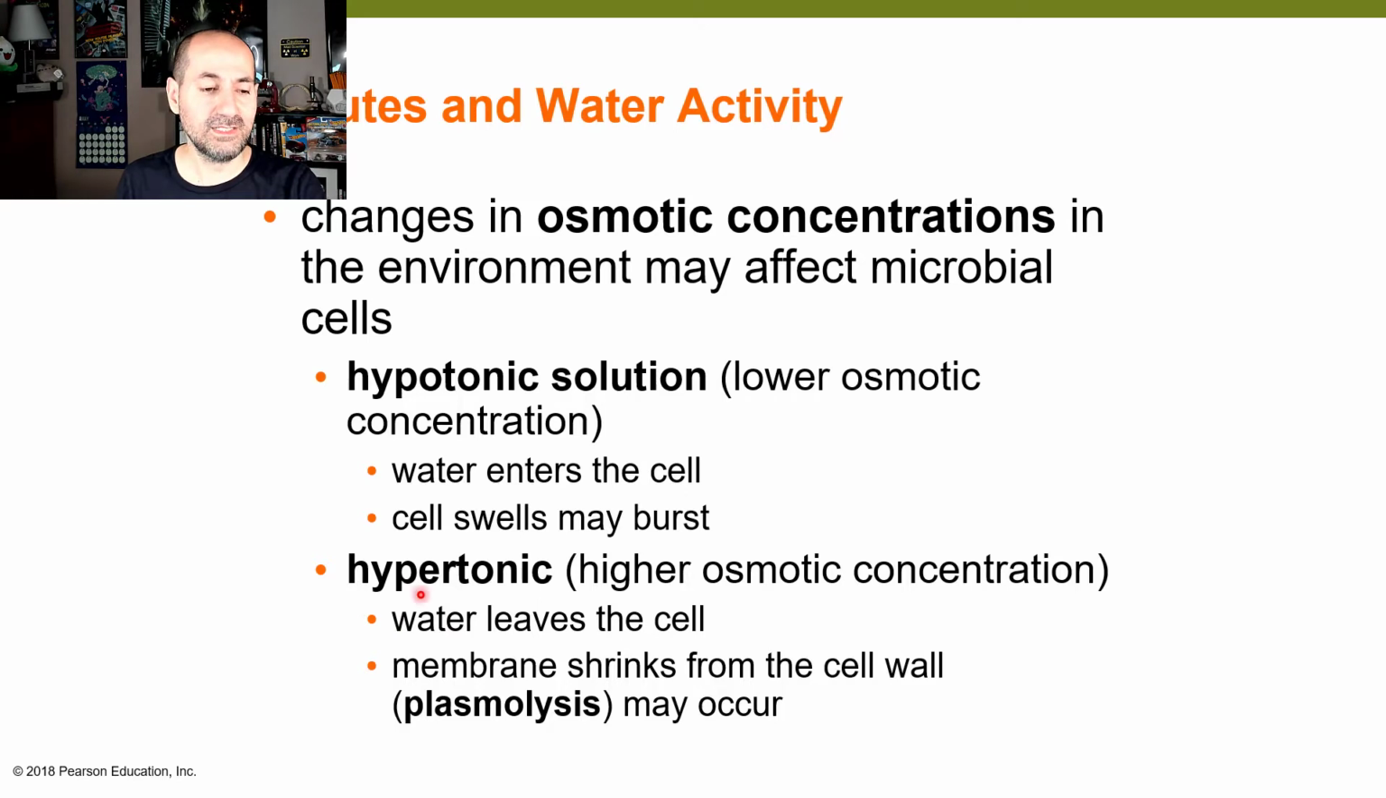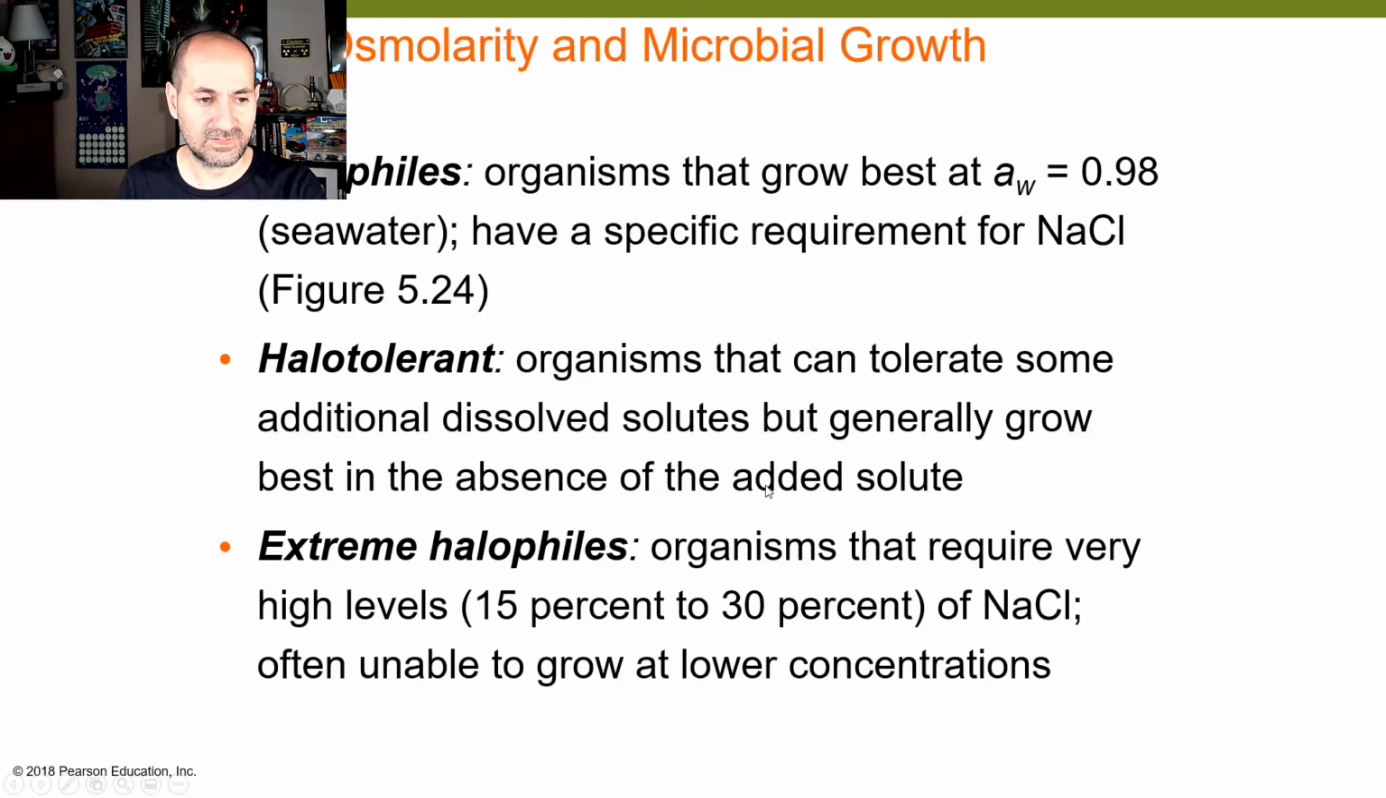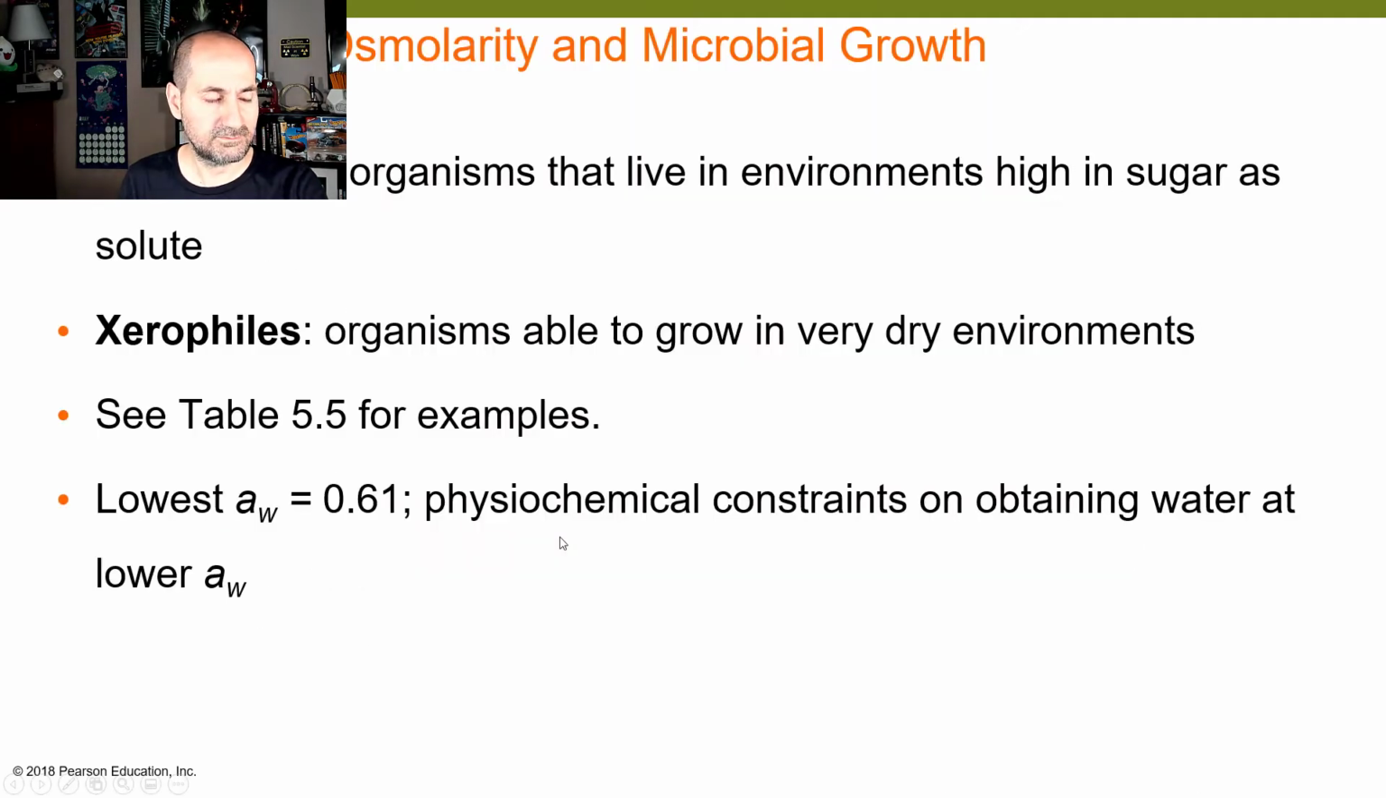Whereas conversely, hypertonic solutions mean a higher osmotic concentration solution. So let's say I put my bacterium in high salt water. Well, in this case, water will leave the cell through osmosis, and this causes the membrane to shrink away from the cell wall. This is called plasmolysis. So please know that for the exam. You should know that halophiles are organisms that grow best at a little bit lower water availability, like seawater. Halotolerant organisms, you should know the definition of that. Extreme halophiles, please know the definition of that.